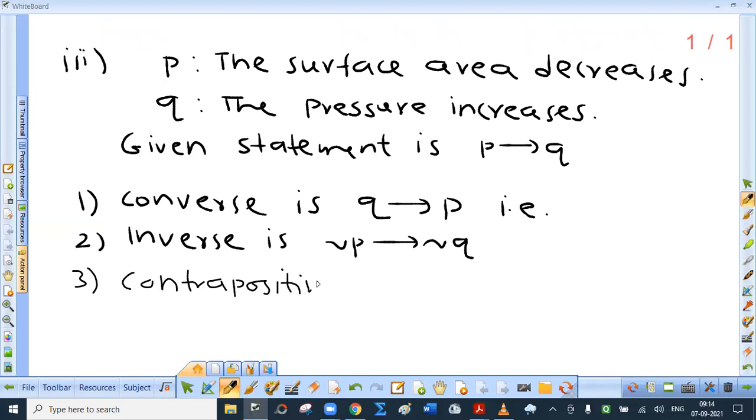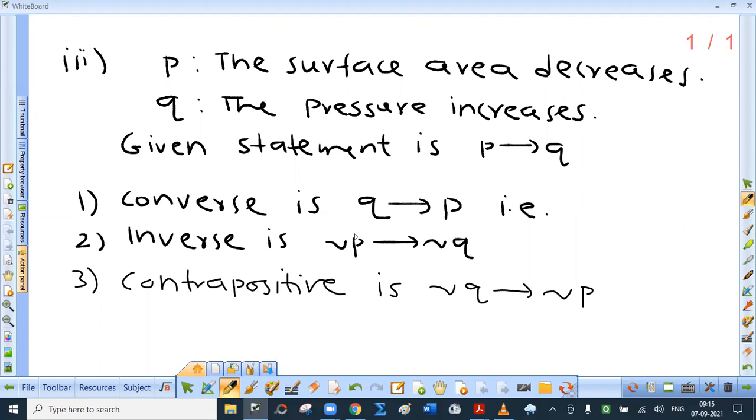Third one, contrapositive is not Q implies not P. That is, if the pressure does not increase, then the surface area does not decrease.